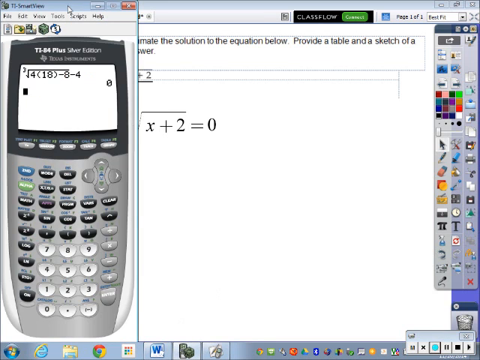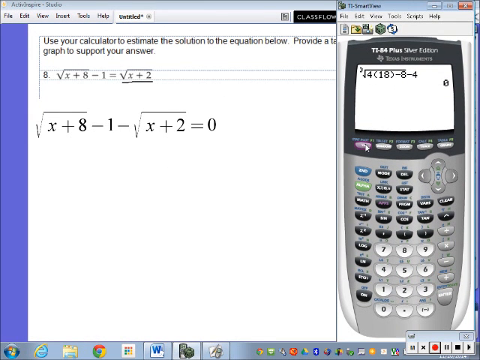So I go to my y equals screen by pressing y equals. And I enter the square root of x plus 8. And I need to make sure that my cursor is outside of the radical when I type the -1. If you have an older version of the calculator, you have parentheses, and so you just finish off the square root with another parentheses. To get my cursor outside of the radical, I hit the right arrow key, and then -1, minus, and then the second radical, second square root of x plus 2. And then I am done, so hit enter.